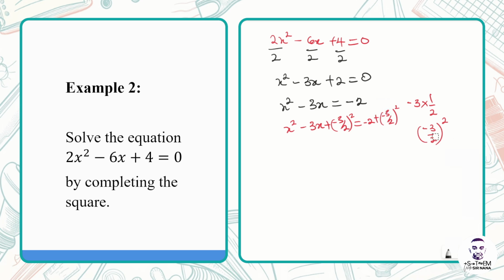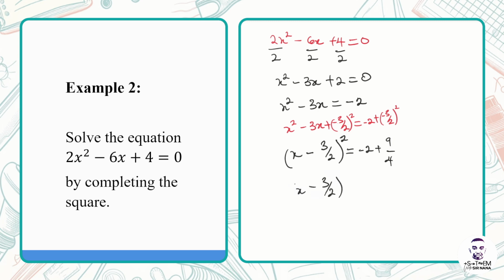This is just rough work to help us go through that process. Once we have done that, we can write the left-hand side of the equation as x minus 3 over 2 all squared. Let's simplify the right-hand side of the equation. So minus 2 plus negative 3 squared, which gives us 9, and 2 squared gives us 4.